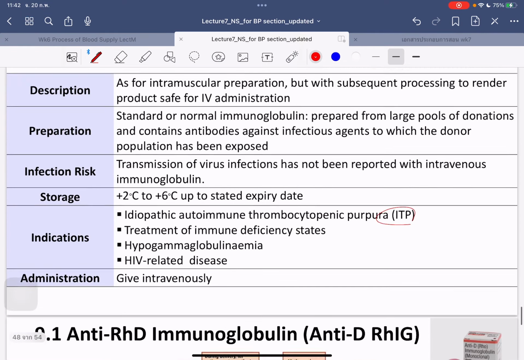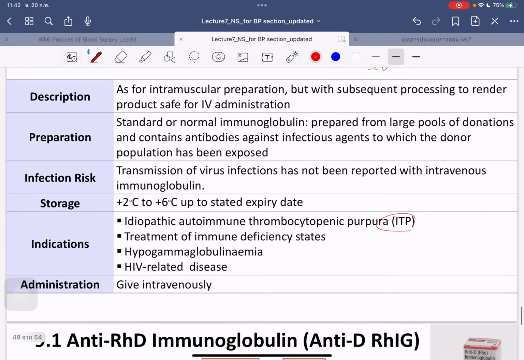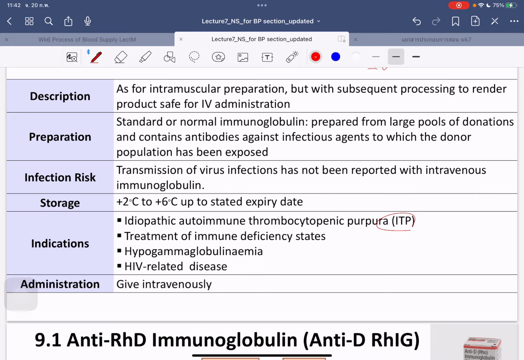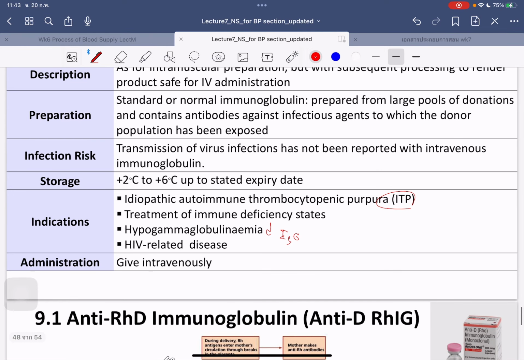The third one you can use in hypogammaglobulinemia. Hypo is low, and gamma globulin means IgG. Also in HIV-related disease, because an HIV patient is an immunocompromised host with a low CD4 level, which sometimes affects IgG production.